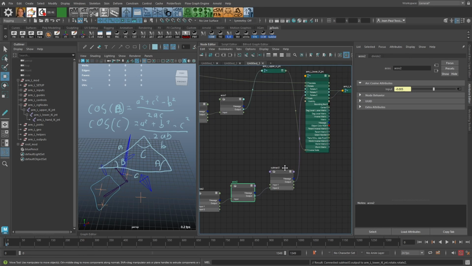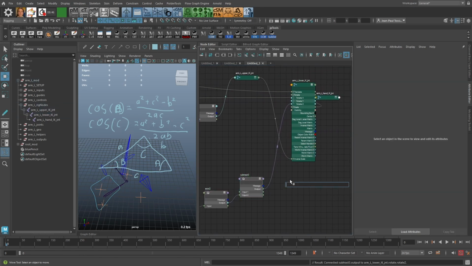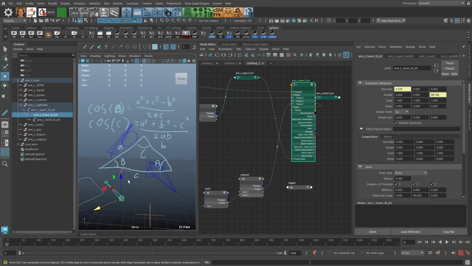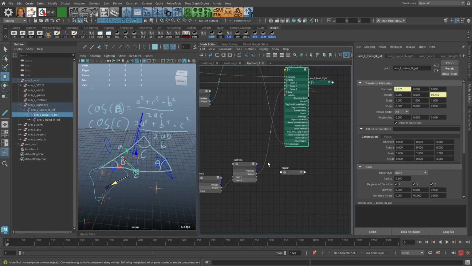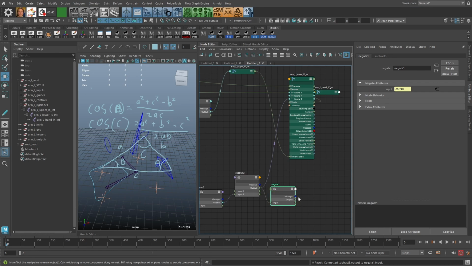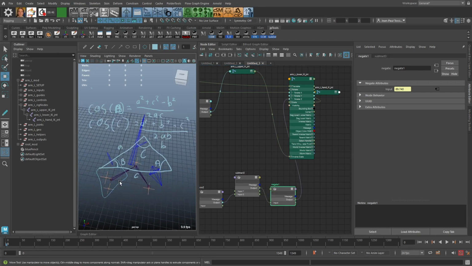as well. So after subtracting, we have to also negate, because the angle we get from this triangle will always be positive. And if you look at the z-axis, if you think about the right-handed rule or the arcing fingers when you make a thumbs up sign, the positive rotation is counterclockwise, and in this case we want to rotate clockwise. So we have to negate the angle. So we take the angle, put it in the negate, and then the output of this we plug in the rotate z. And now we can see that the solve is correct.